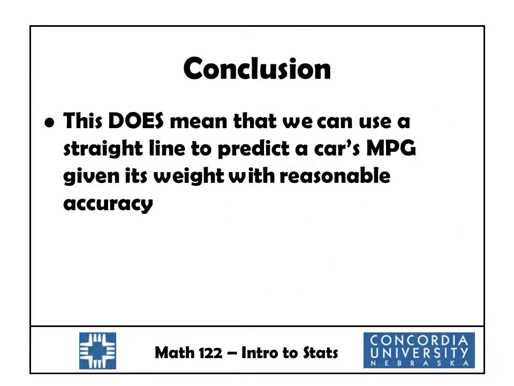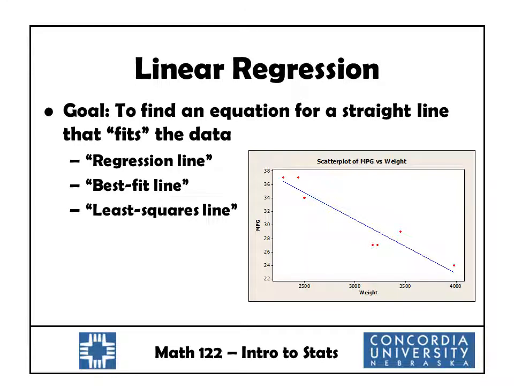This does mean that we can use a straight line to predict a car's miles per gallon given its weight with reasonable accuracy. So if we know a car's weight, we're going to be able to use an equation for a straight line to predict the miles per gallon. That's what we call regression. The idea is that we use the value of one variable to predict the value of another one. This is what we call linear regression, linear because we're going to use a straight line. So the goal here is to find an equation for a straight line that, quote-unquote, fits the data.